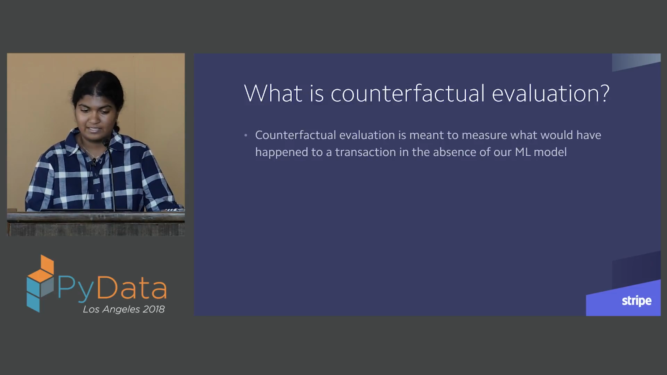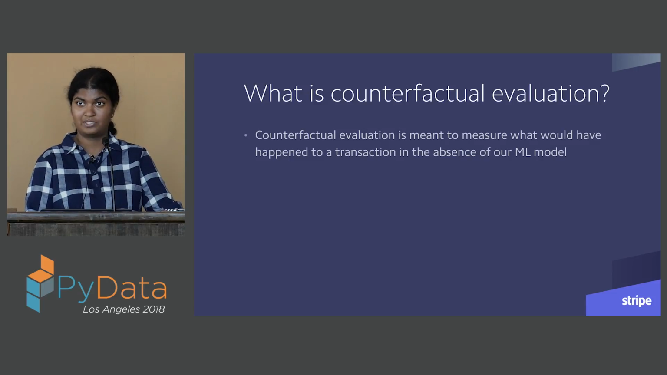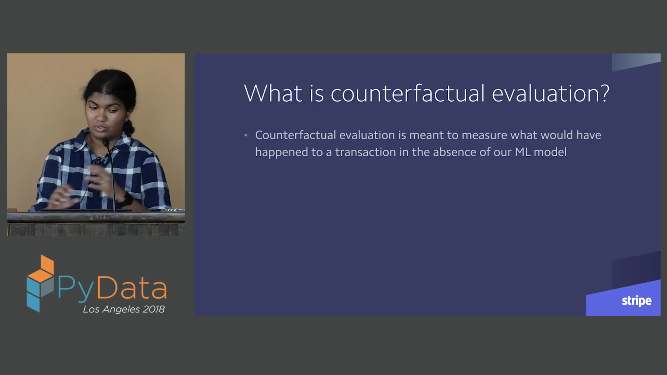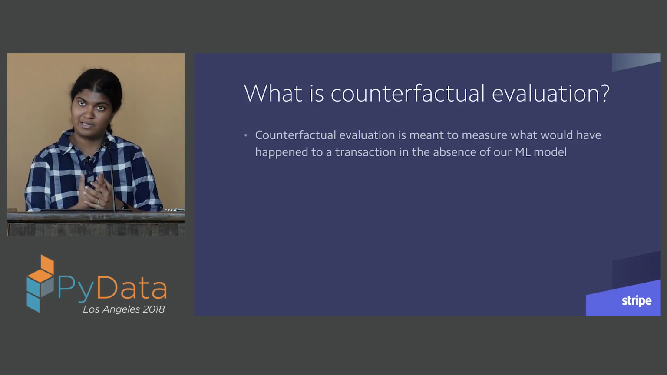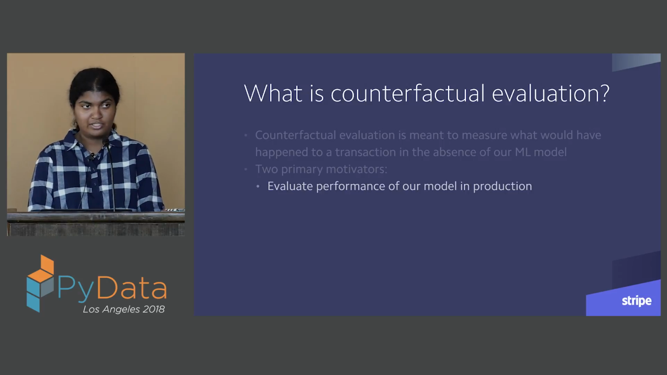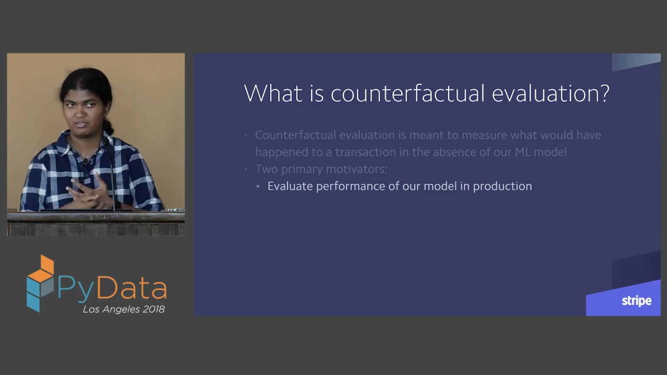What that means is that it's a technique that helps us measure what would have happened to a transaction if our machine learning model had not intervened and blocked it. So it's how we're going to estimate what would have happened in the absence of the model. There are two primary motivators here. The first is we need to estimate true and false positives to figure out how well our model is doing in production, because you need an estimate of true and false positives to calculate precision, recall, FBR, whatever your favorite metrics are.